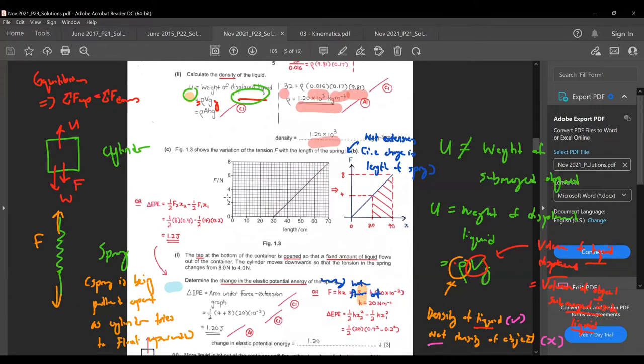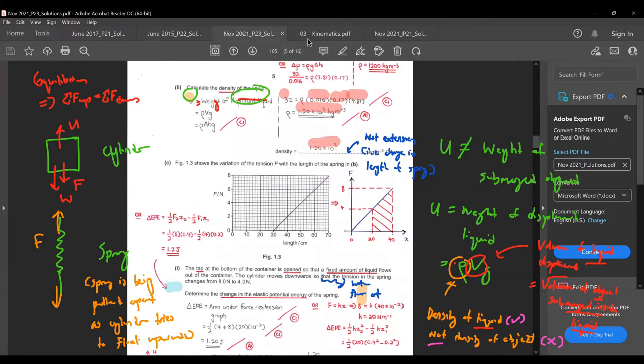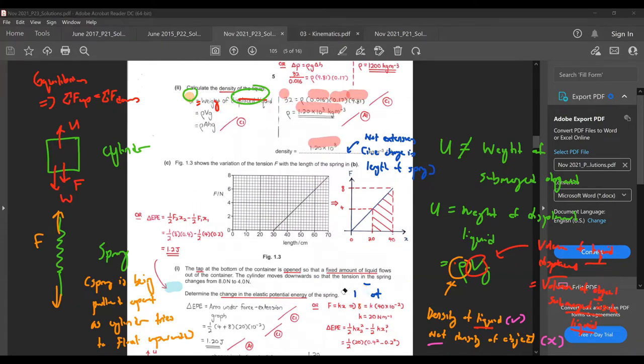For your case here, since they're asking you for the change in EPE of the spring, it will probably be easier if you try to convert this graph, this line here, from force versus length to force versus extension instead.